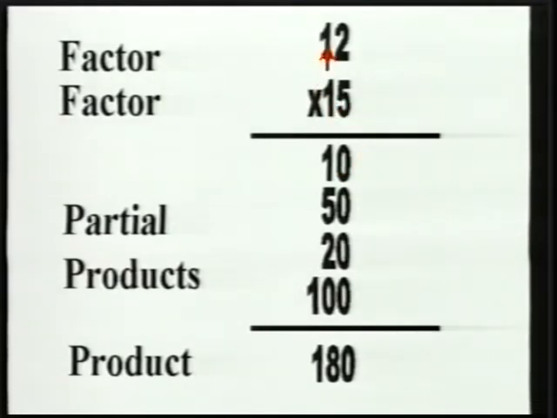5 times 1, giving you 5 with the 0 in the 1's place, giving you a partial product of 50. 1 times 2, giving you 2 with the 0 holding that place. And 1 times 1 gives you 1 with 2 zeros as placeholders. When you add up all of these partial products, you'll end up with 180. That's one easy way of doing that.